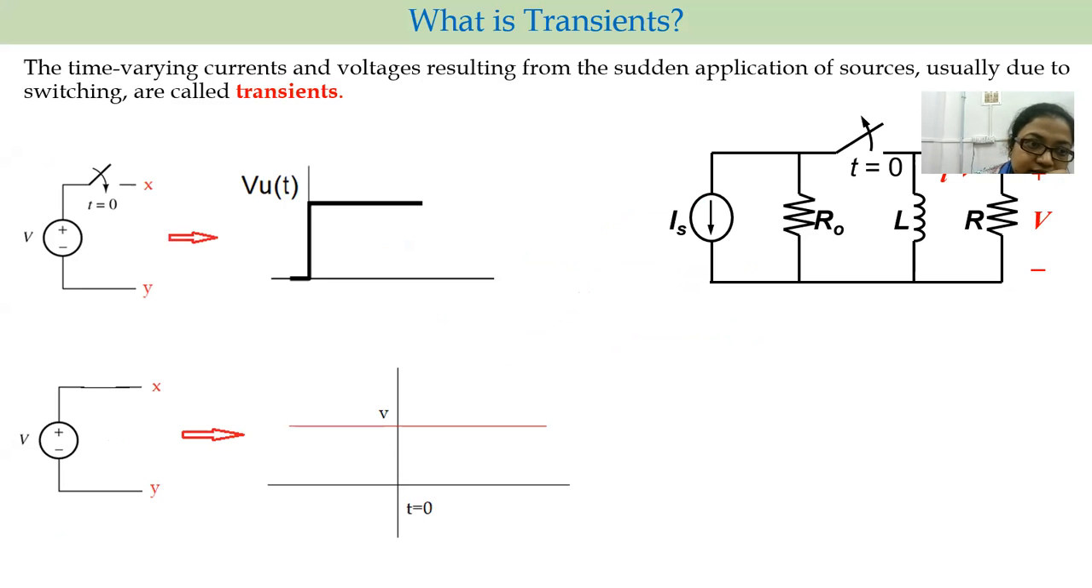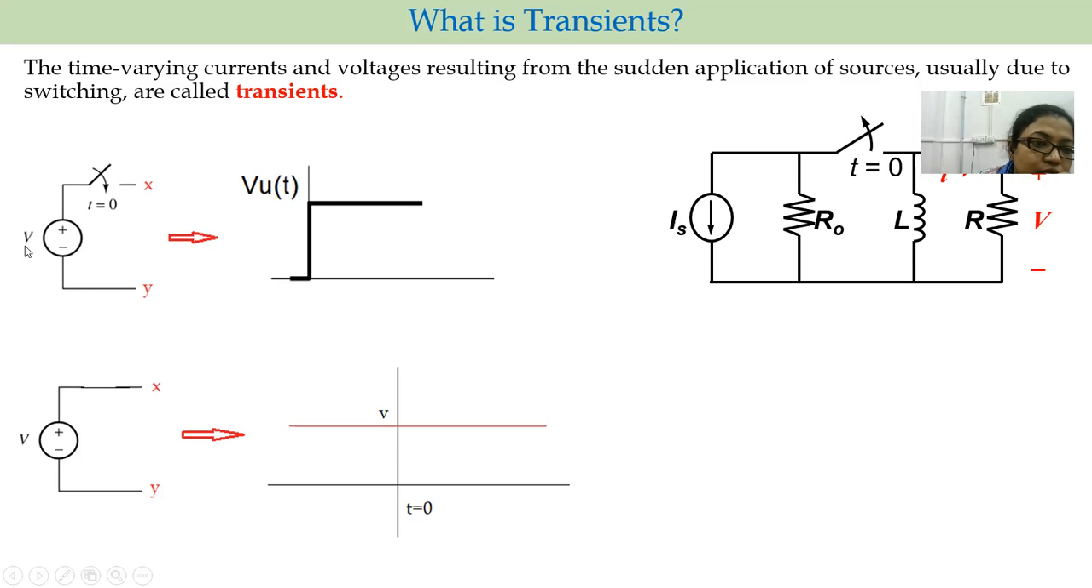So you can see here there is one voltage source and one switch. If I close this switch suddenly, initially across XY no voltage is coming, so we are getting zero voltage. But whenever this switch is closed very quickly at t equals 0, there is a sudden change of voltage. Initially it was 0 voltage, now it will jump to V into u(t) voltage.